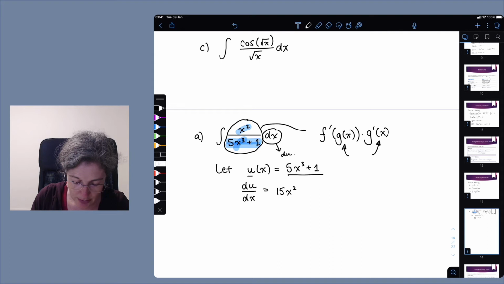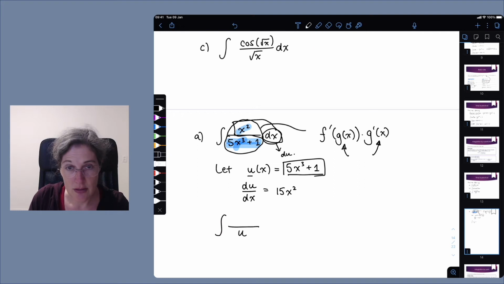Well, let's see what happens. At the moment, let's see what we've got. I can certainly replace the denominator with a u, because my 5x cubed plus 1 is my denominator. And then here, up top, I have an x squared times dx. But I've got an x squared here, I've got this annoying 15, and I would like it to be multiplied by dx.